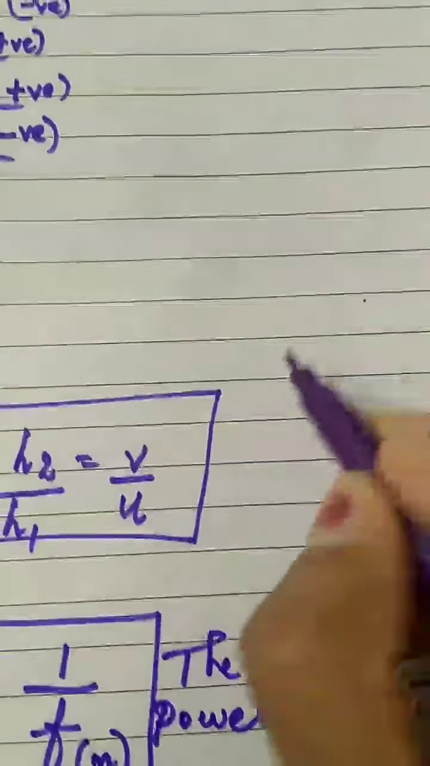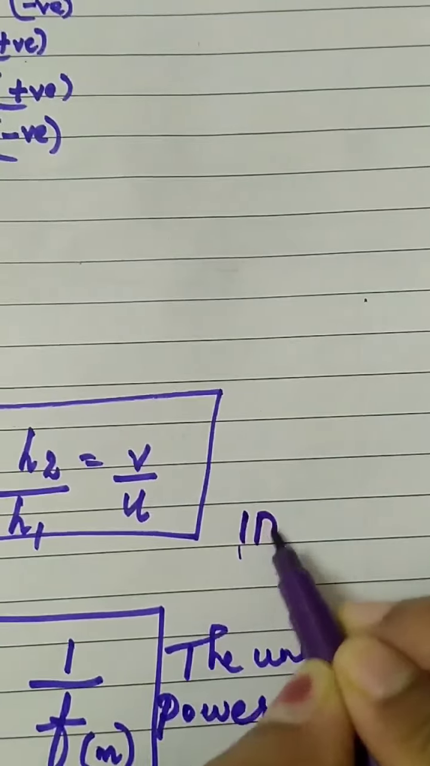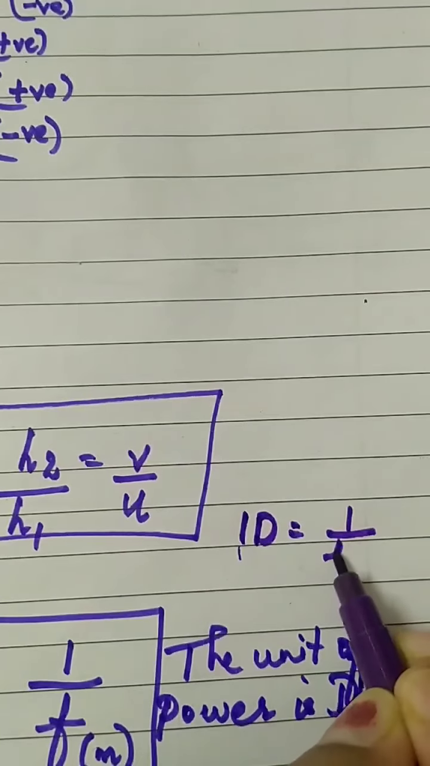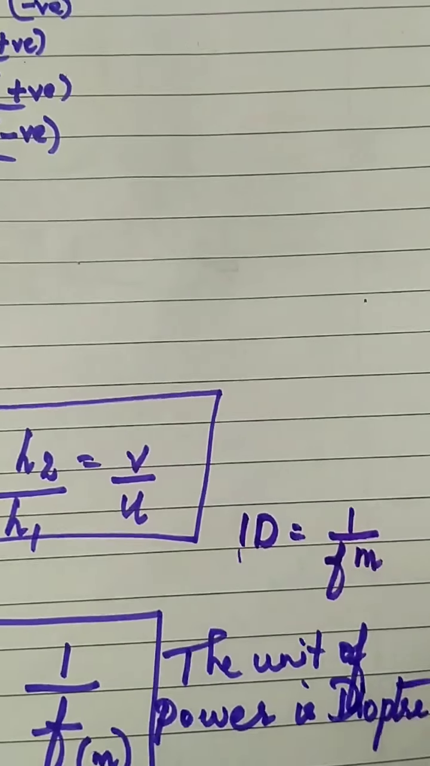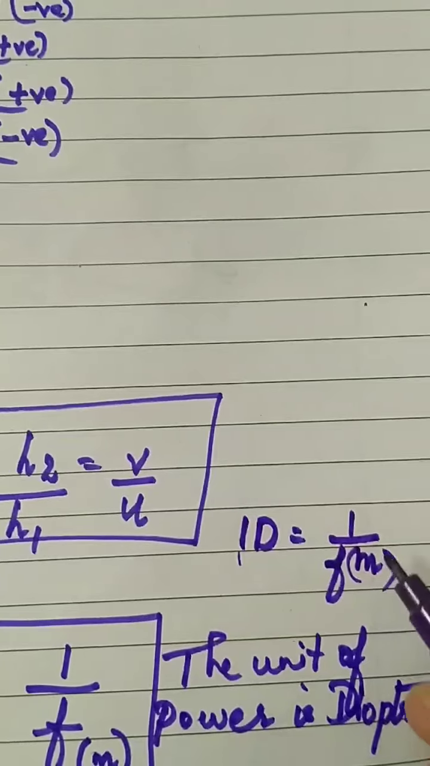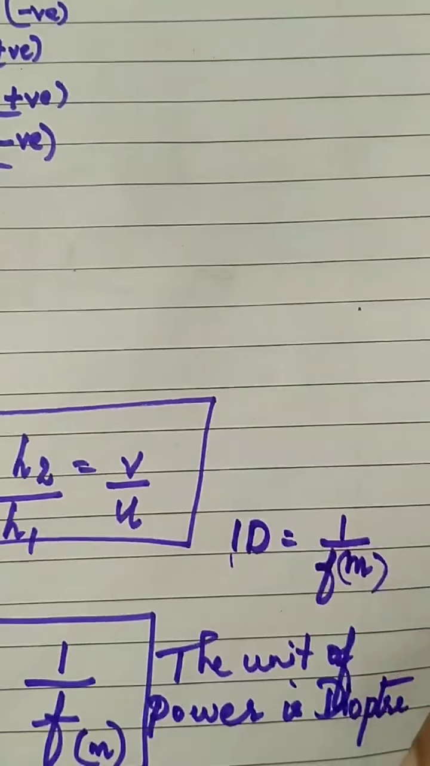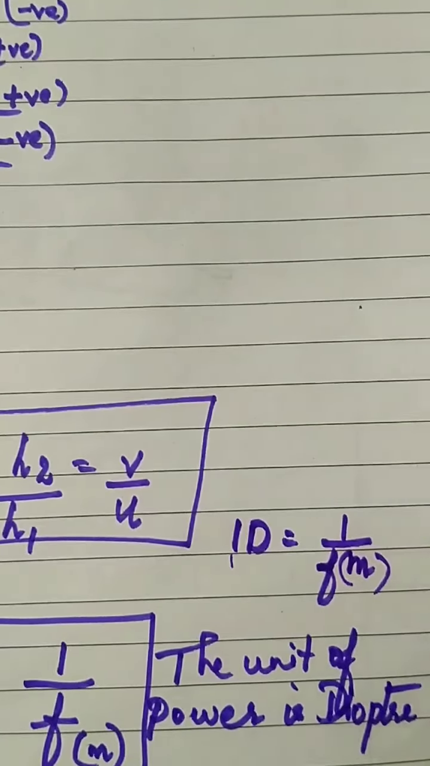D-I-O-P-T-R-E. How will you write? 1 diopter is equal to 1 upon f in meter. Okay, 1 upon focal length in meter. 1 upon 1. I hope you are understanding.